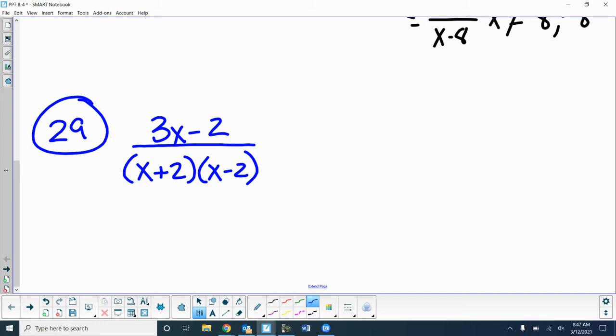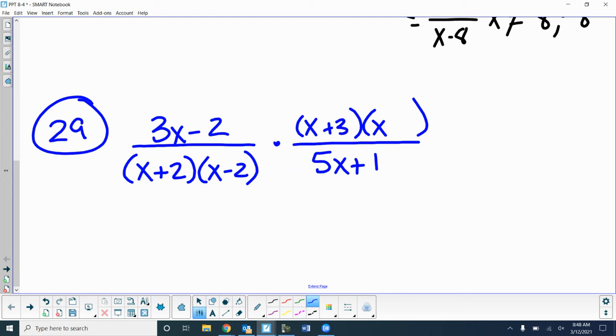Okay. And then I'm going to write it as multiplication because I have a fraction in the bottom. So times, and the 5x plus 1 will stay in the bottom. And then this one's going to be x times x for the x squared part, and 3 times -2 for the -6 part. When I add those, I get the +1 part in the middle. Okay? You follow?